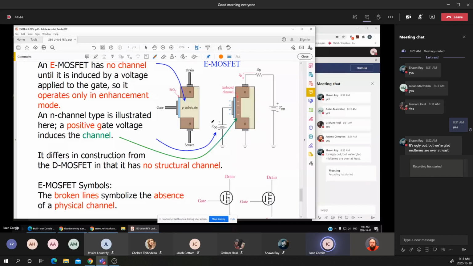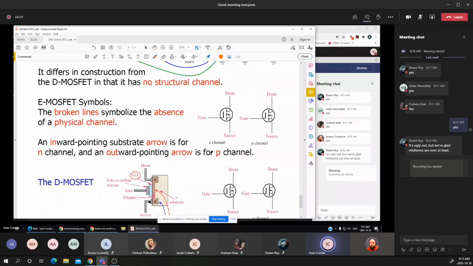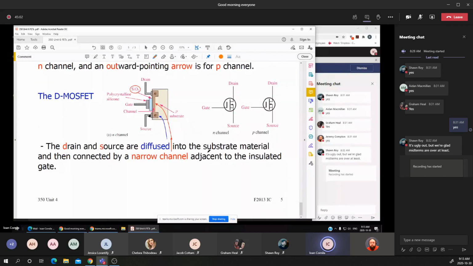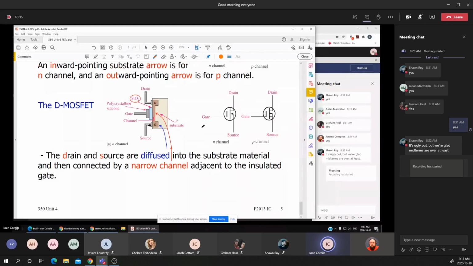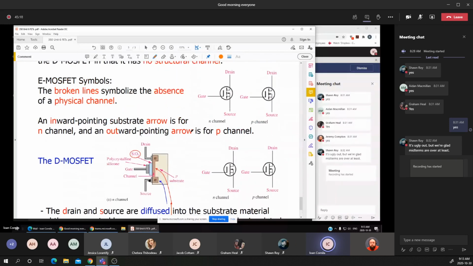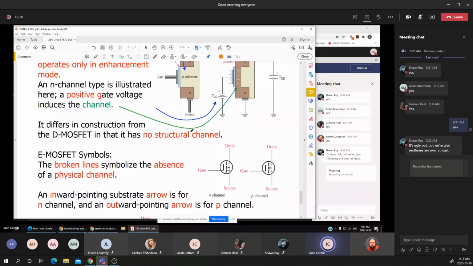The other change is the voltage that is applied on the gate. Instead of being positive on the gate, we will apply a negative on the gate. Now the D MOSFET, which is the diffused channel into the substrate.